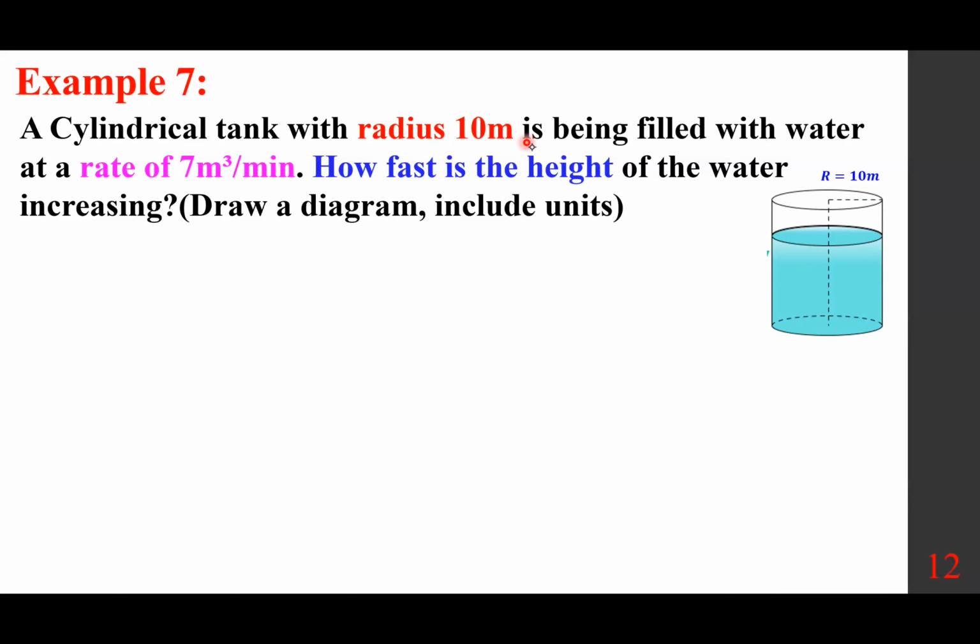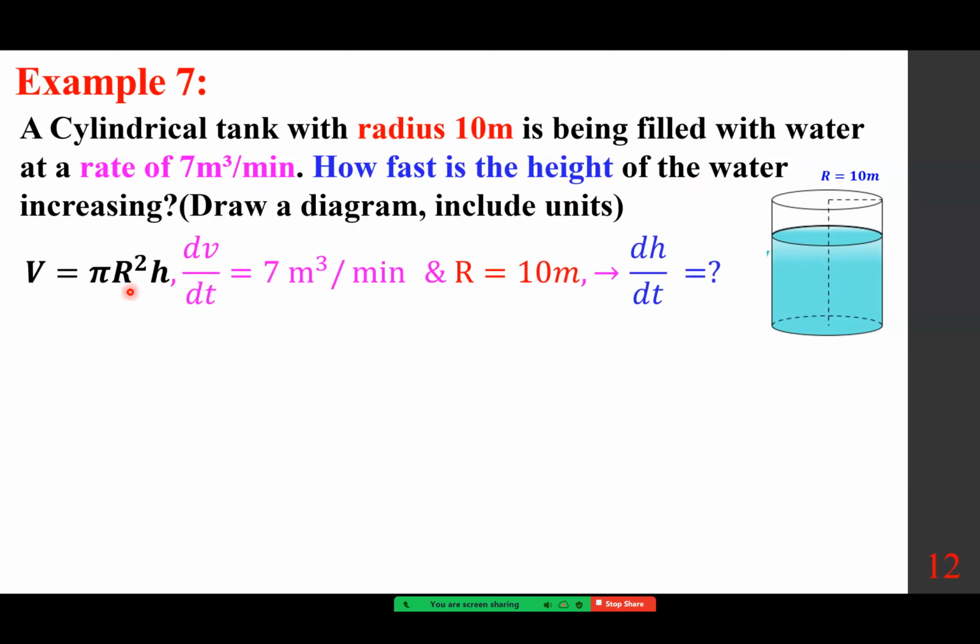And we should know the volume is pi r squared h. We are filling it up at a rate of 7 cubic meters per minute. That means dV dt is 7 cubic meters per minute. How fast is the height, dH dt, changing? So we write down V is pi r squared h. That's a piece of information from before, from algebra, geometry, you name it. dV dt is given as 7 cubic meters per minute. And R is fixed at 10 meters. We want to find dH dt.